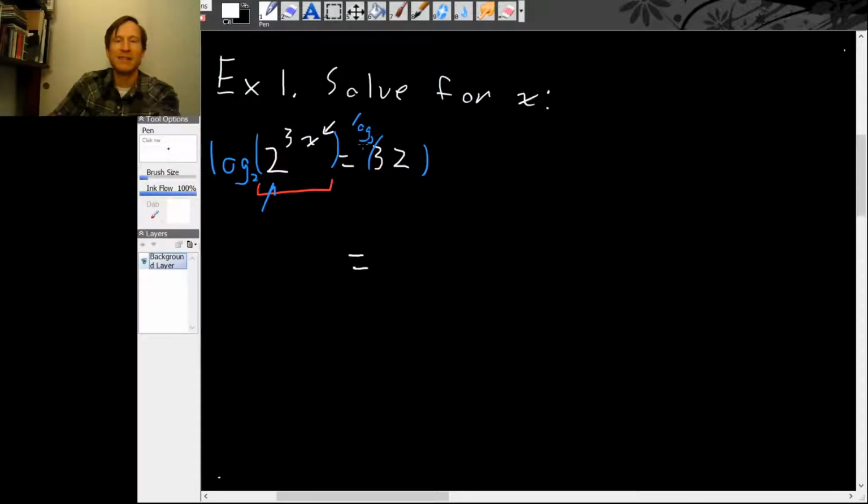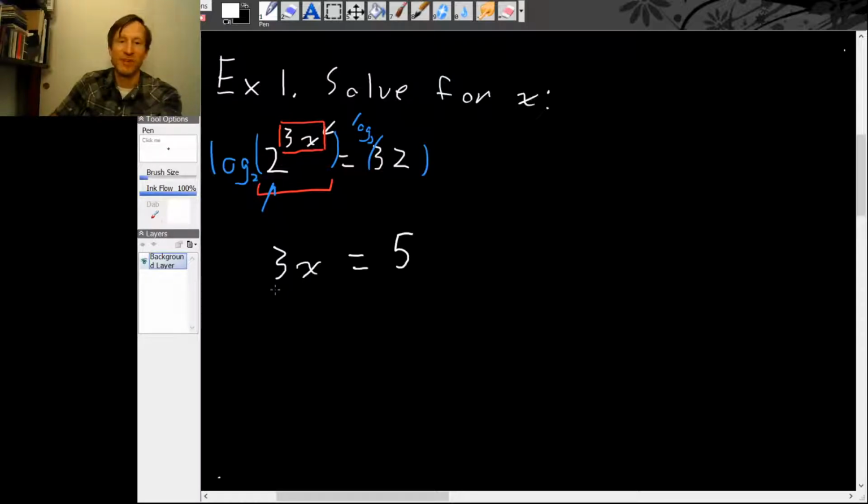Okay, so on the right-hand side, log base 2 of 32, let's see, 32 is 2, 4, 8, 16, 32. So 32 is 2 to the 5th, so log base 2 of 32 is 5. On the left-hand side, we have a composition of functions here. We have the 2 to the something function, and inside of that is 3x. And on the outside, we have the logarithm base 2 function. But these two functions are inverse functions of each other, so they undo each other and just leave us with the inside, which is 3x.